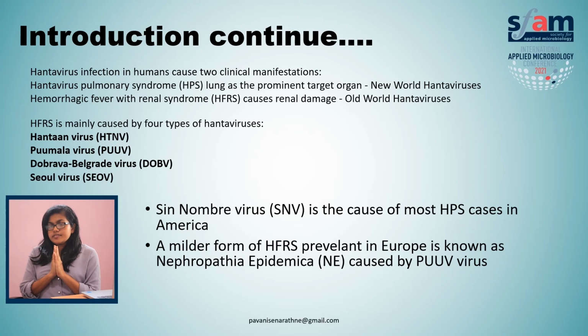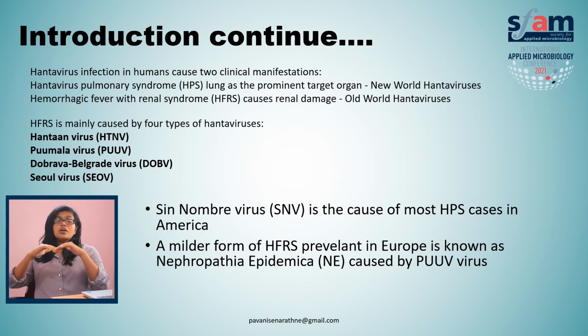So HFRS is mainly caused by 4 types of hantaviruses: Hantaan virus, Dobrava-Belgrade virus, Puumala virus, and Seoul virus. And Sin Nombre virus is the cause of most of the HPS cases in America. And there is a milder form of HFRS prevalent in the European region. It is known as Nephropathia epidemica, and it is caused by the Puumala virus.